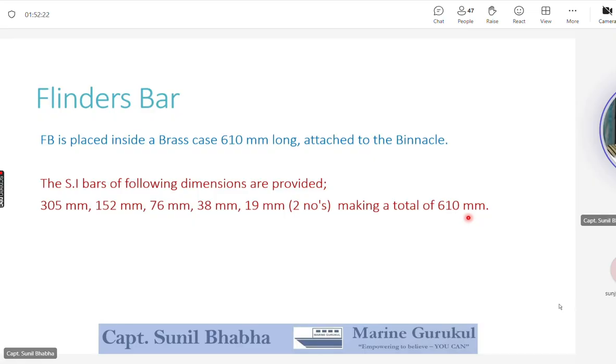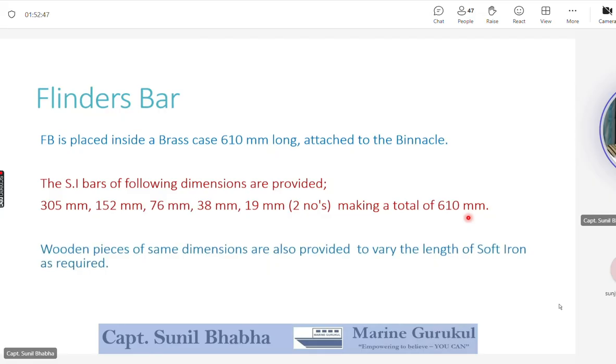Now, why are these provided in small pieces? Because, as we just saw, to vary the magnitude of correction, we can change the length of the Flinders bar. Once these pieces are provided to us, we can use whatever pieces we require, and the other pieces can be kept as spare. So this is the approach behind providing the pieces.